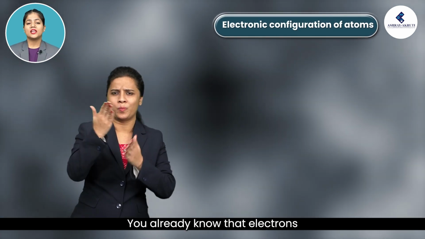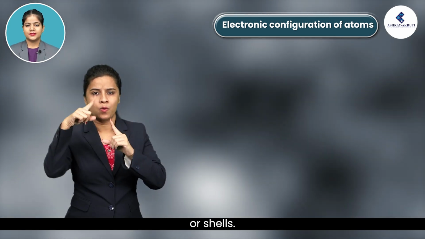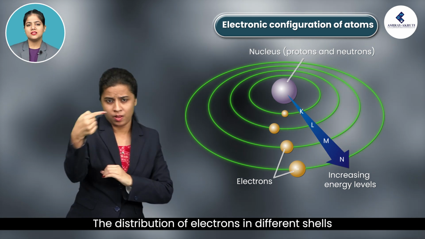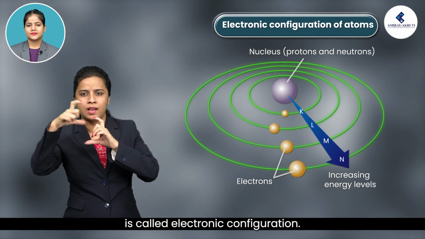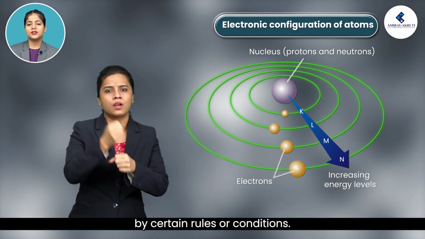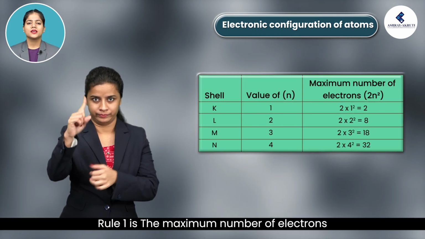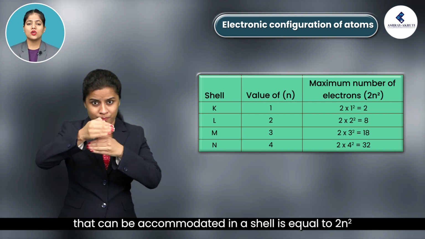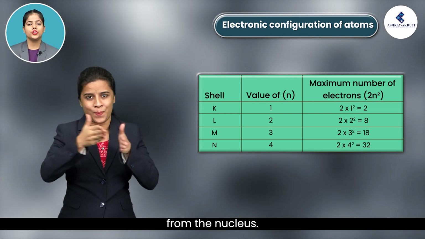You already know that electrons occupy different energy levels called orbit or shells. The distribution of electrons in different shells is called electronic configuration. This distribution of electrons is governed by certain rules or conditions. Rule 1 is the maximum number of electrons that can be accommodated in a shell is equal to 2n square, where n is the serial number of the shell from the nucleus.